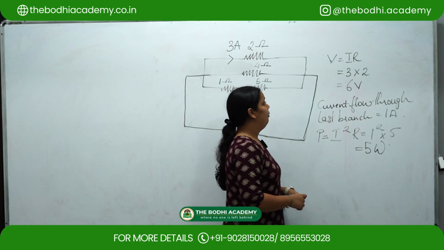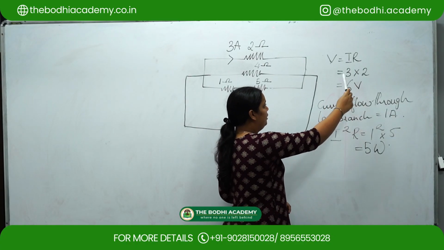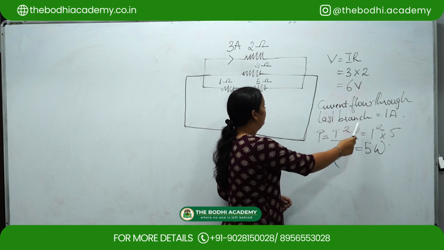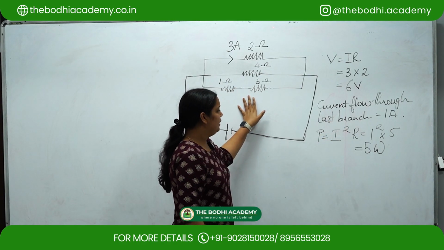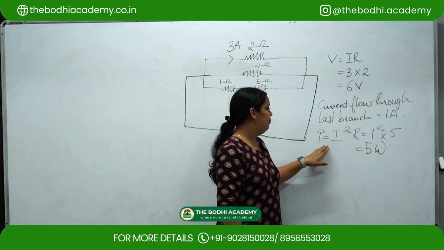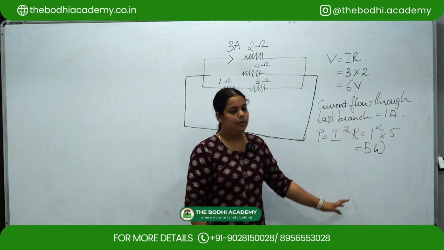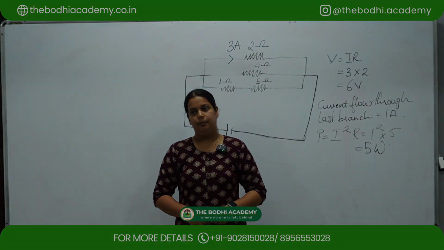According to the formula V equal to IR, 3 into 2 is 6 volts. Current flowing through the last branch, 1 plus 5 ohm, is 1 ampere. So P equal to I square R equal to 1 square into 5. So the answer is 5 watt.